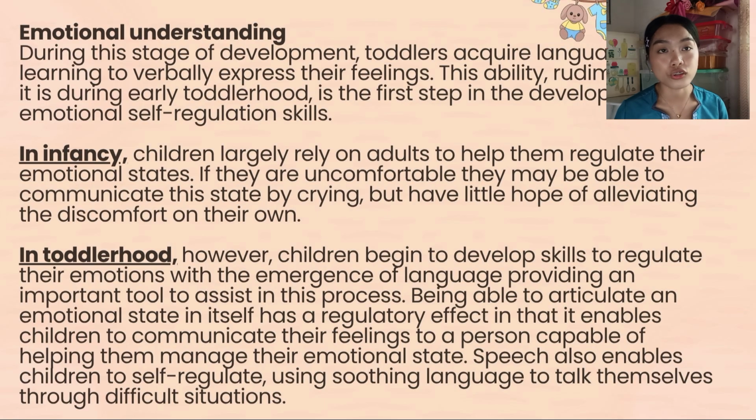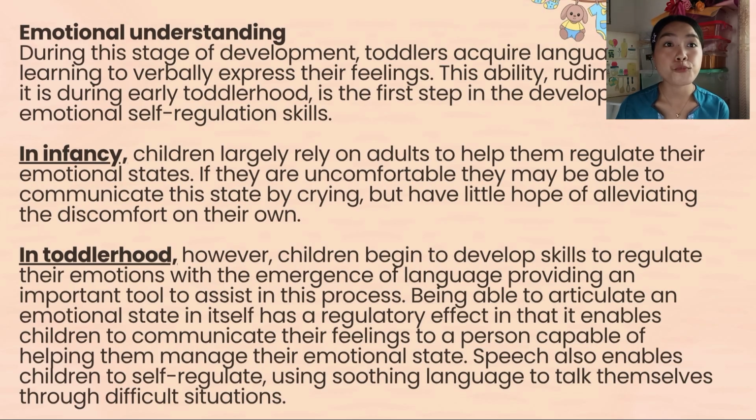So, in infancy, since infants cannot talk yet, their way of communicating their emotions to their caregivers is just by crying. But in toddlerhood, however, children begin to develop skills to regulate their emotions with the emergence of language. So therefore, they can already start to formulate or utter words. Such, for example, if they are hungry, they can already say, I want to eat, or they can really say, diba, if the child says, mamam, it translates to water. If the child wants to poop, they can already try to say pupu, di ba?